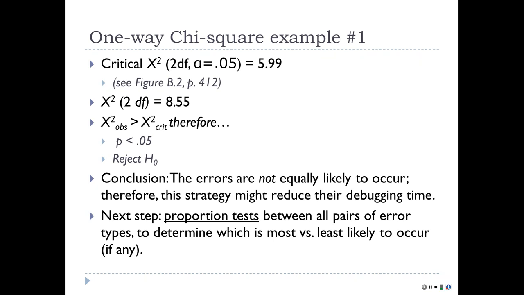So the next step would be to do proportion tests between pairs of types, so between segfault and pointer dereference, and between segfault and stack overflow, etc., to determine which of those differences are statistically significant, so you could have a better idea of which place to look. Now, probably it's going to be the pointer dereference where you look, but there might be some extra information you could get in there as well. So just like an ANOVA, when you get a significant chi-square, sometimes the next step would be to go do individual proportion tests between all pairs of frequencies to determine which of those are statistically significant to get a more fine-grained view of where the differences actually are.